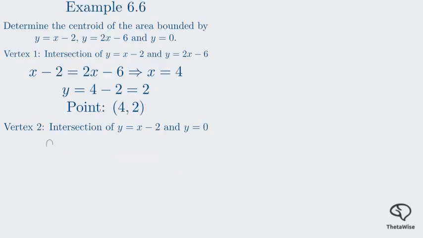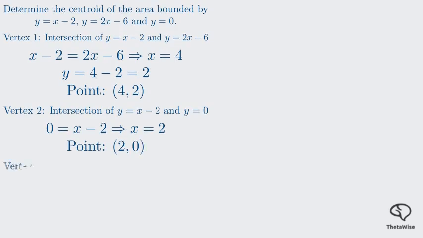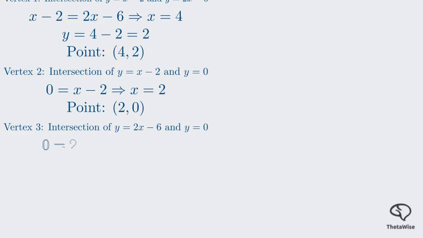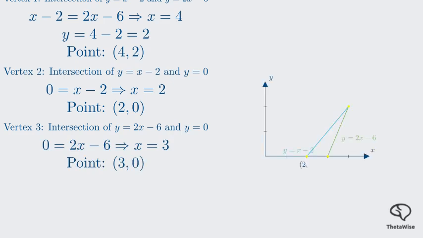Next, let's find where the line y equals x minus 2 intersects the x-axis, y equals 0. Setting y to 0 gives 0 equals x minus 2, so x equals 2. The second vertex is (2, 0). Finally, where does y equals 2x minus 6 intersect the x-axis? Setting y to 0 gives 0 equals 2x minus 6, so x equals 3. The third vertex is (3, 0). So we have a triangle with vertices at (2, 0), (3, 0), and (4, 2).